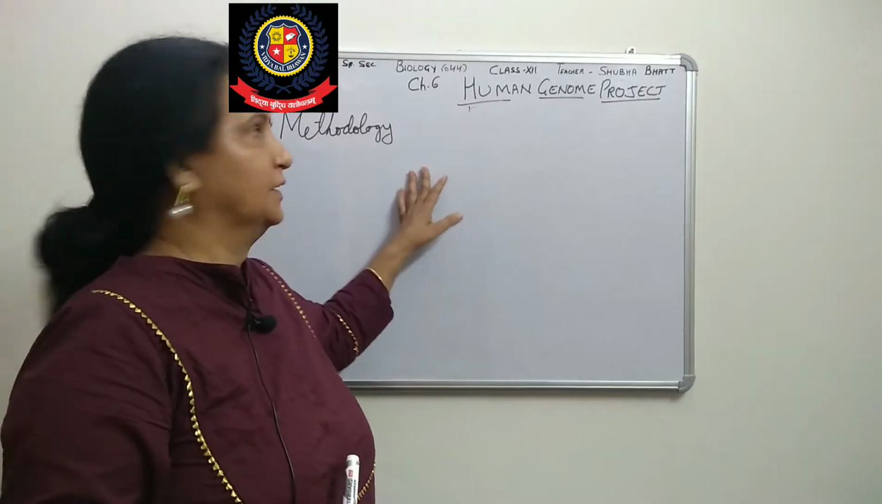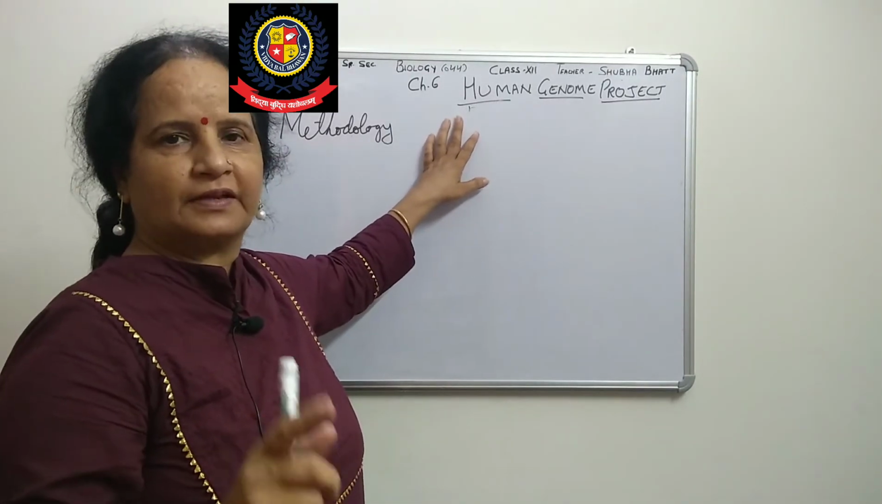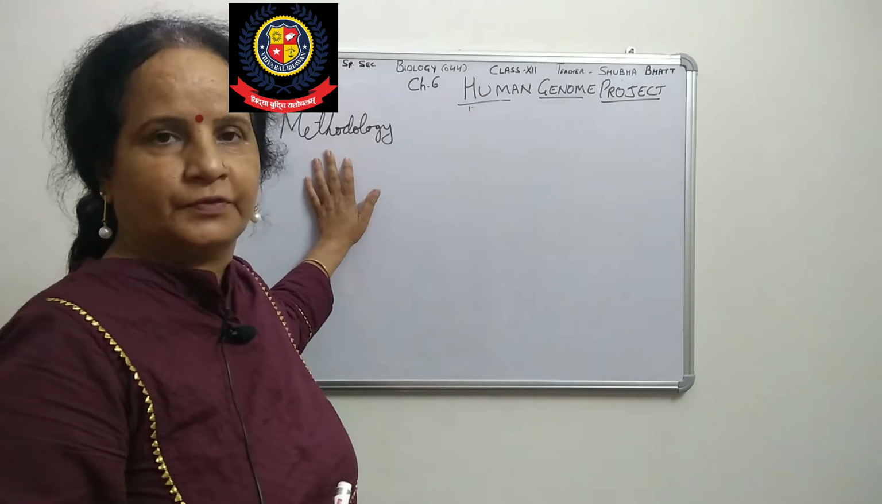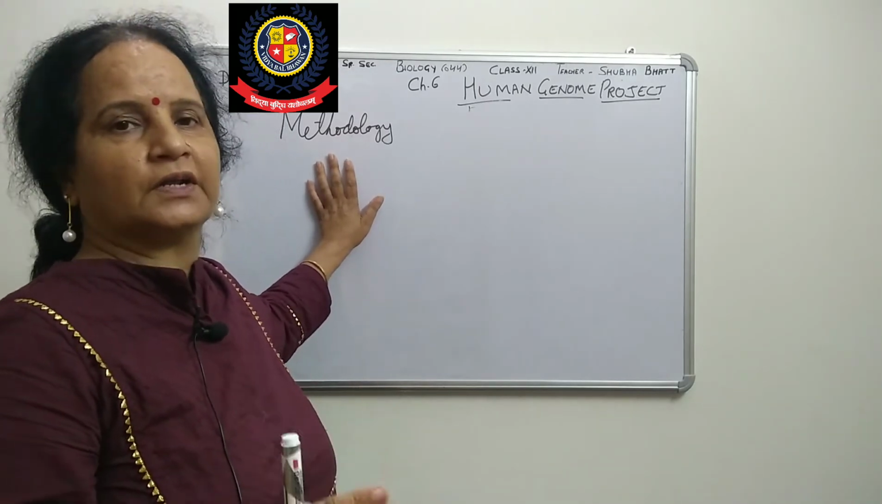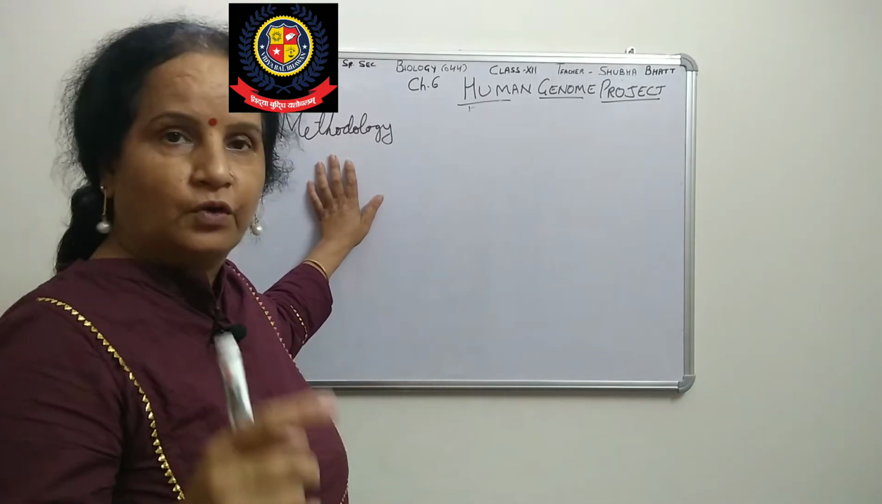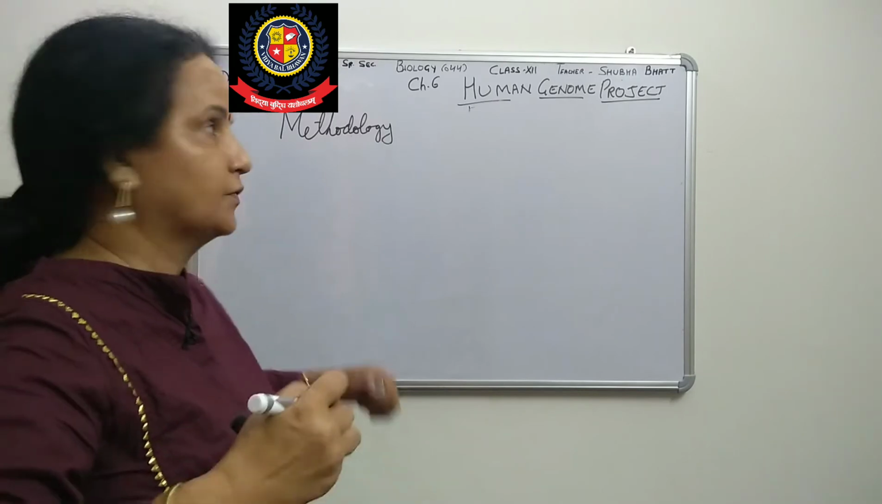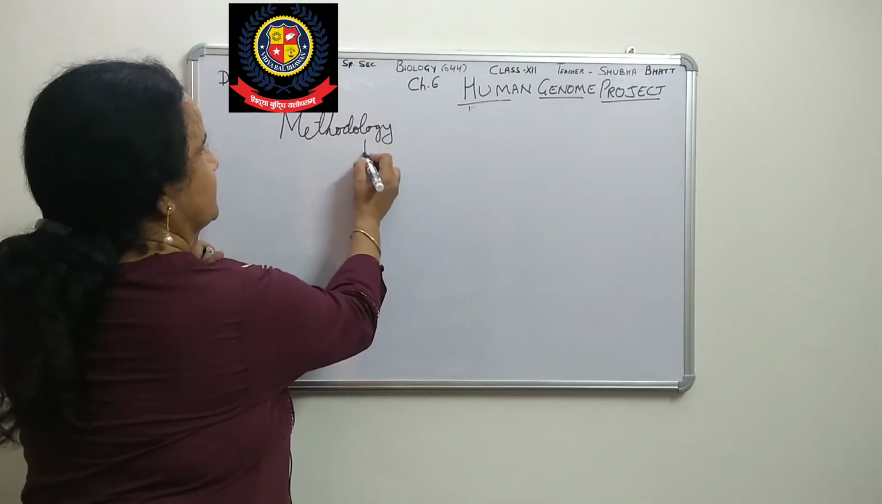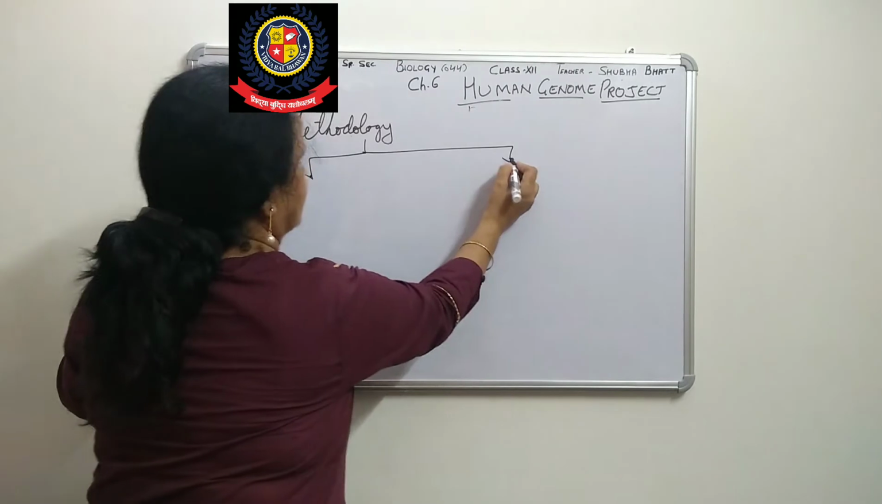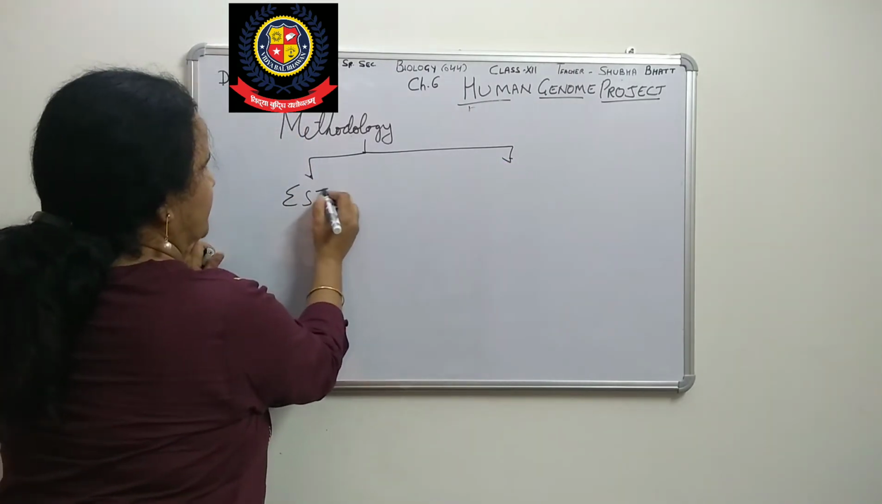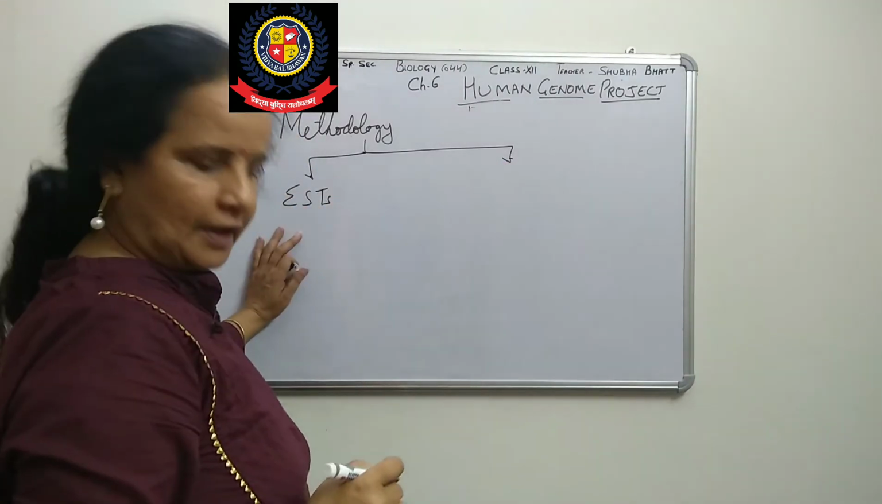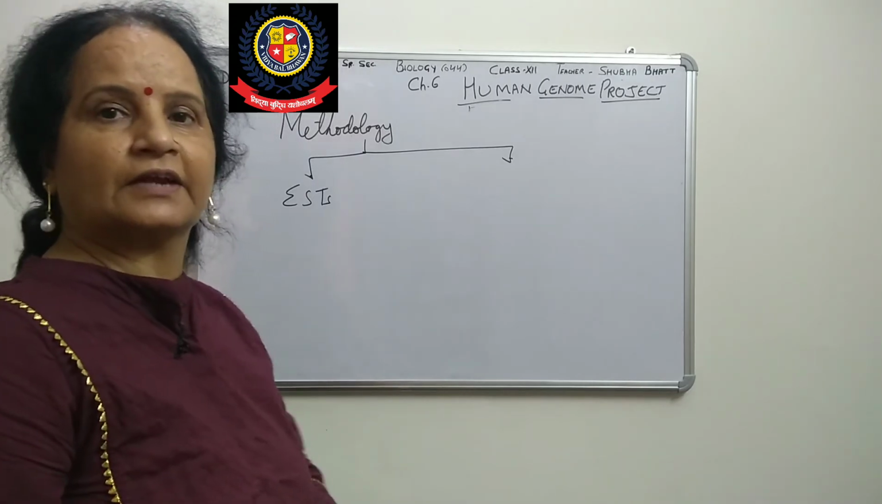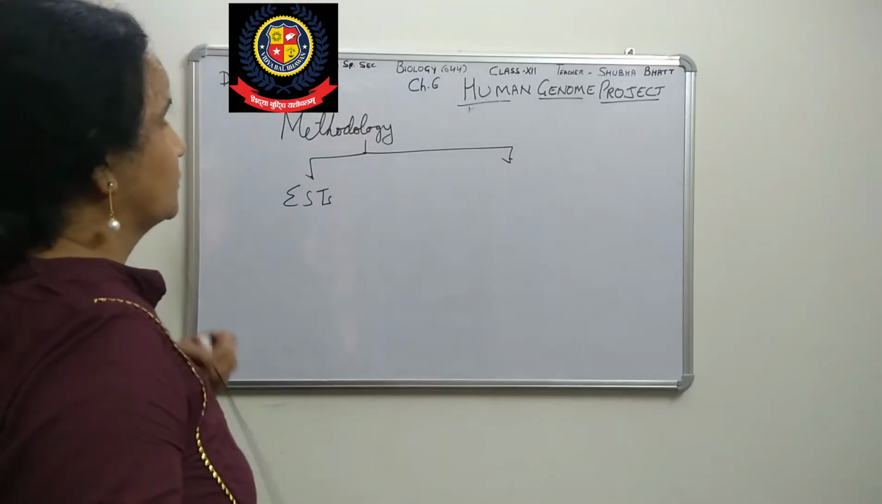Okay, once again, in continuation of that, in the previous class we were doing methodology, meaning how we are doing that DNA sequencing. There I told you there are two types of DNA sequencing, or methodology, of this Human Genome Project. What we have done in that, one is the expressed sequence tags.